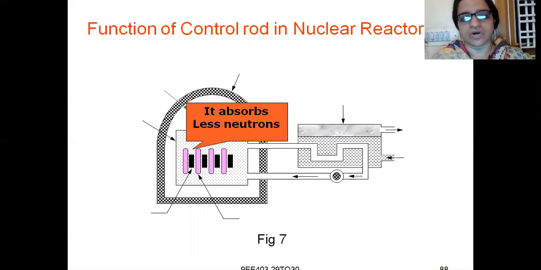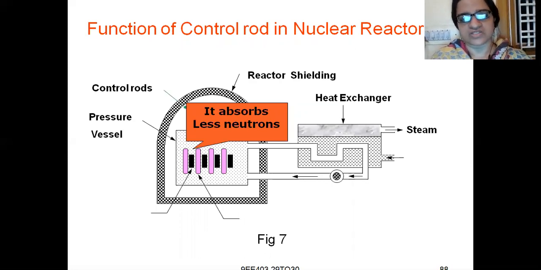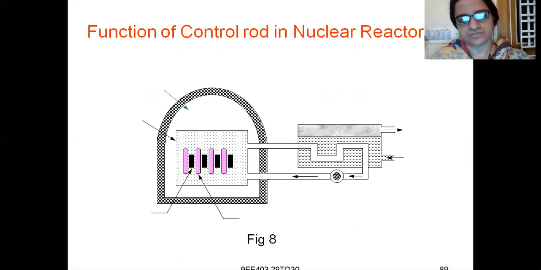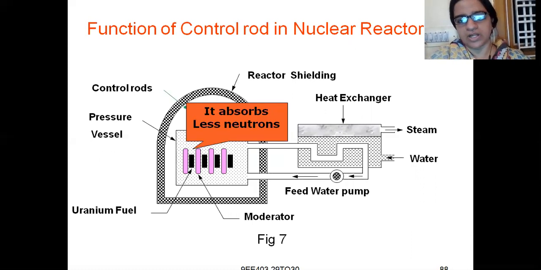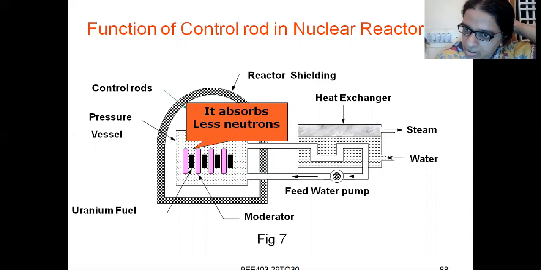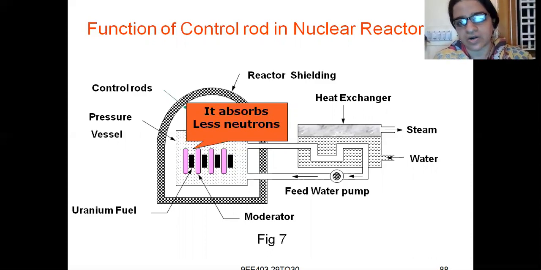Now, the function of control rods is, see, they have shown control rods here at the outer side only. The light blue or sky blue arrow is showing the placement of control rods. Control rods are very far away from the uranium fuel rods, so they absorb a very small amount of neutrons.